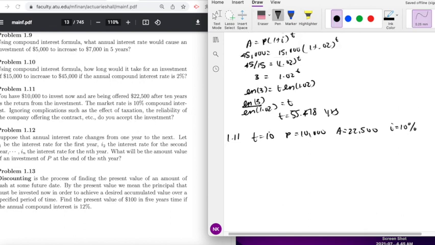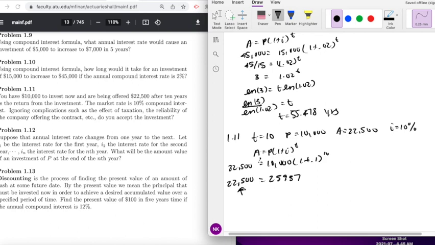We're being asked, do you accept this investment? So we're trying to see, using our formula A equals P (1 + I)^t, if it actually does equal 22,500. This is going to be equal to 10,000. We're just trying to see, if the market is 10%, in 10 years would it actually be equal to 22,500? So it's 25,937, and the amount is 22,500 that they're promising.